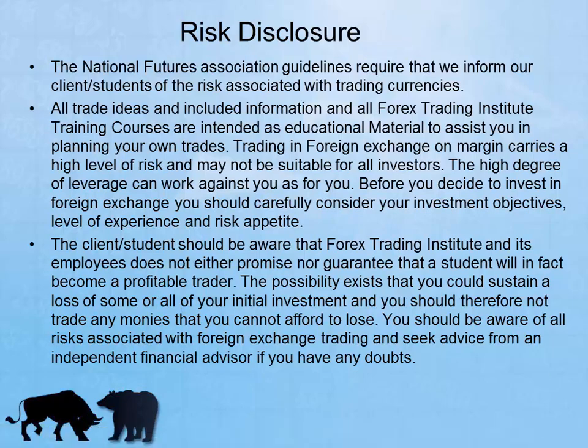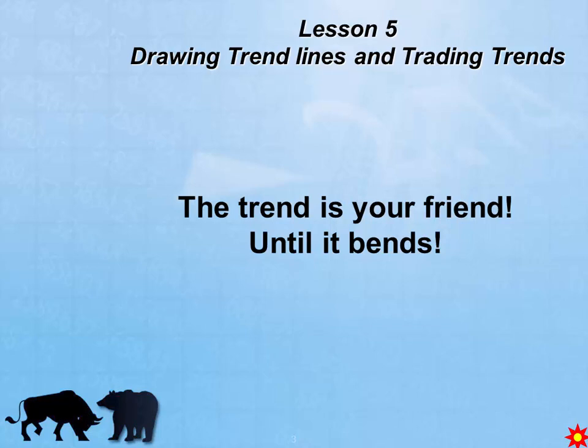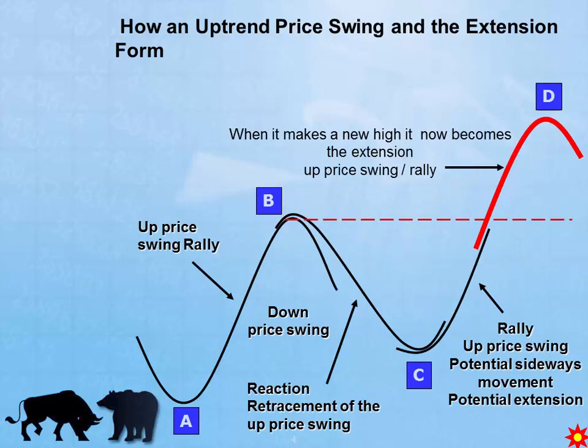Okay, let's go to lesson number 5, trend lines. There's a saying in the market: the trend is your friend until it bends. Now, the market moves in what I call ABCD formation. When the market starts rallying, this is what I call the A swing.